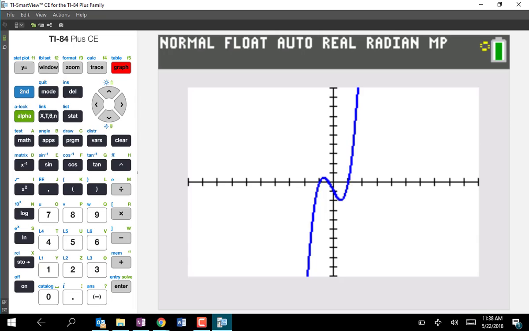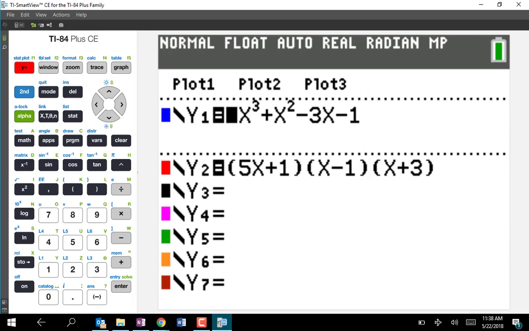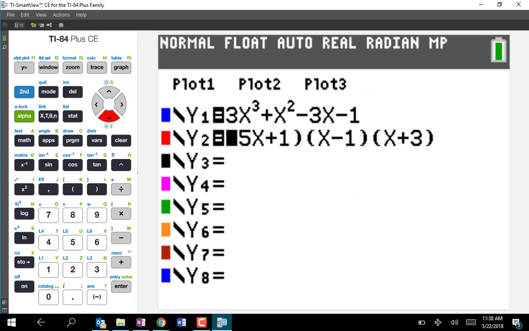Here comes the blue one. Here comes the red one. Do you see how they're not the same? That's the wrong answer. Cross it off. That's how you can do these problems if you don't remember. You can see here, look, they're not the same line. They're not the same graph. It's over. Okay, so go back to your y equals and maybe try a different one. Come down here and replace it.